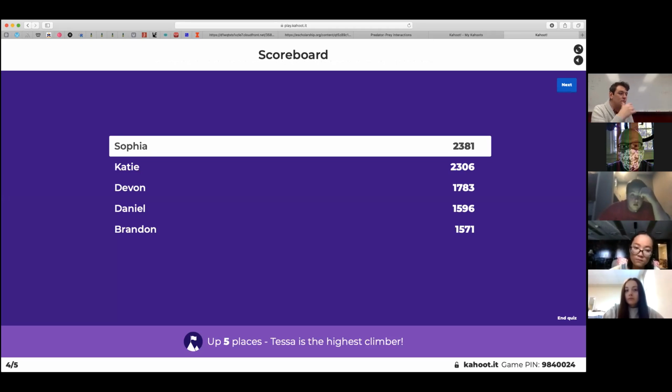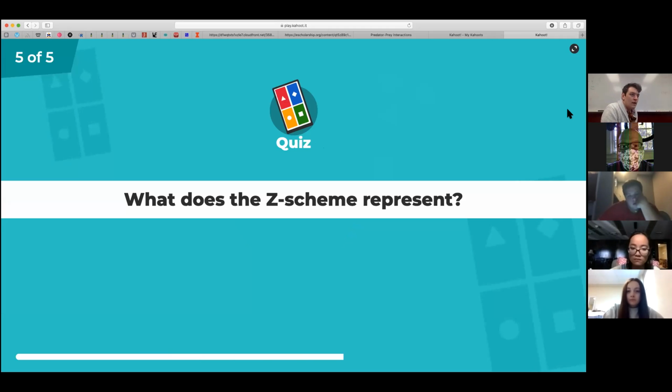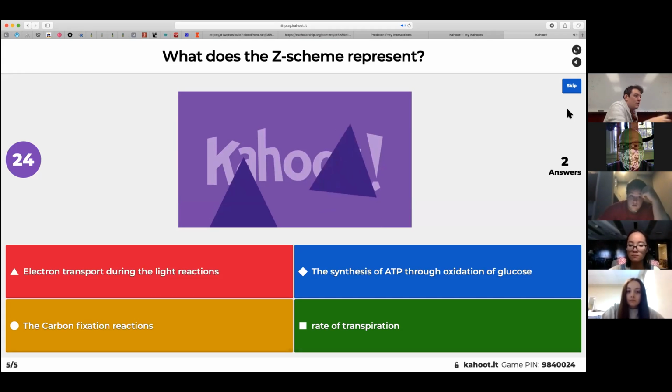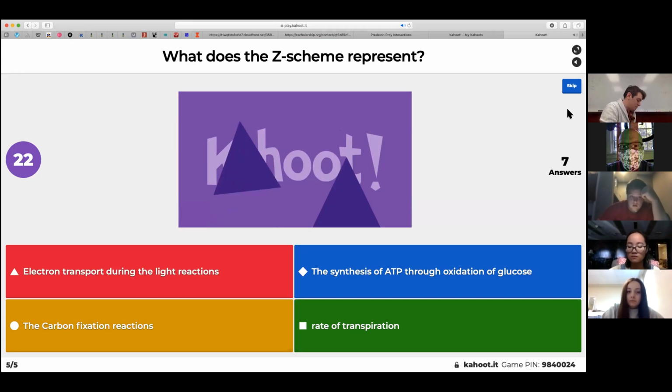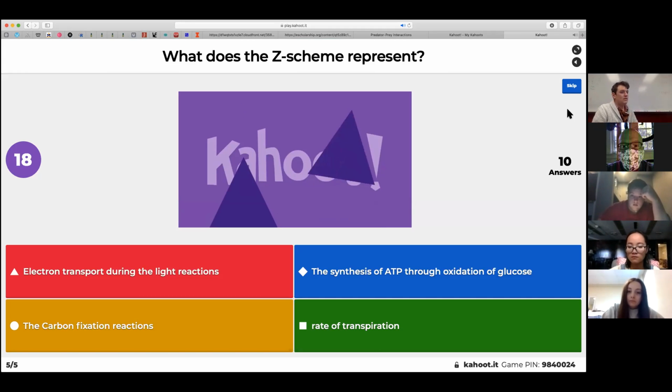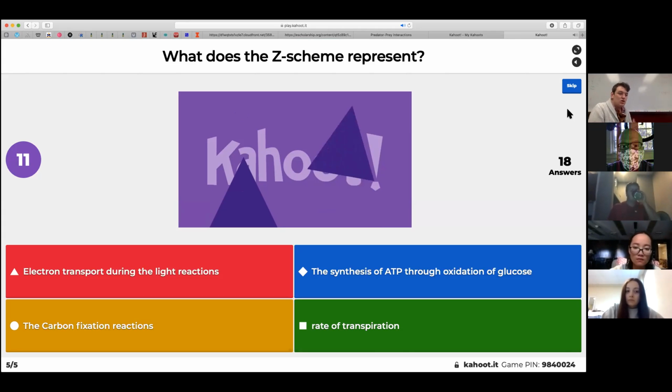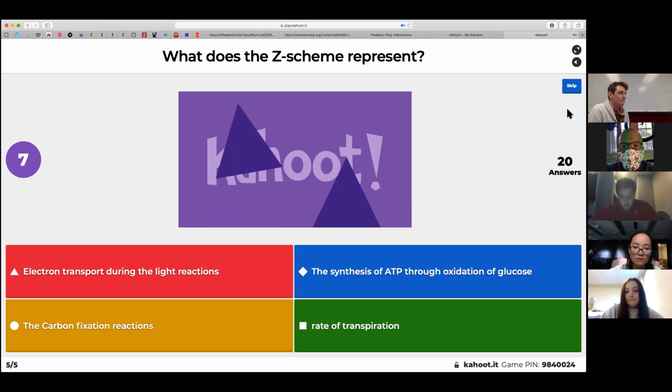All right, last one. Nice. We ended with the Z-scheme. That was that diagram that we went through step by step. What is the Z-scheme? What does it show? This is one of those questions where we want you to pay attention not just to the shapes and symbols that you're seeing in the graph, but what do the axes mean?